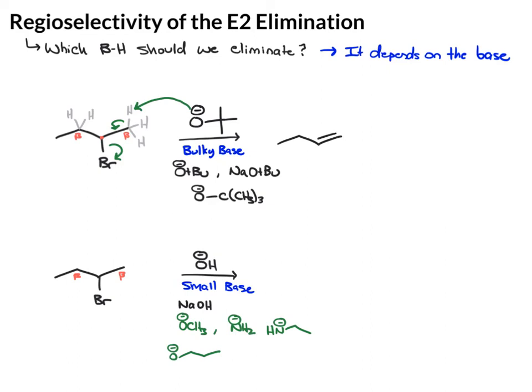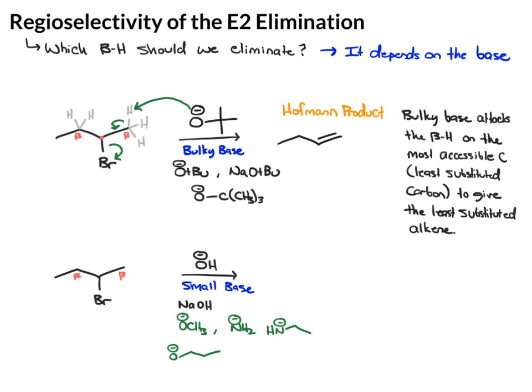This is called the Hofmann product. It's named after the chemist that studied eliminations to give the less substituted alkenes. So again, the bulky base attacks the beta hydrogen on the most accessible carbon to give the least substituted alkene. So just remember, bulky base is going to give the least substituted alkene.